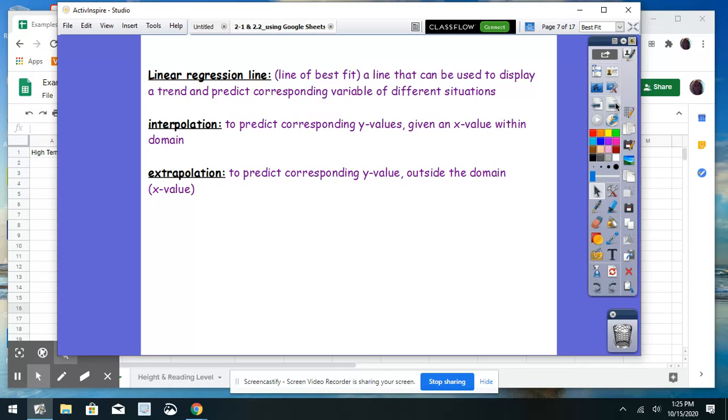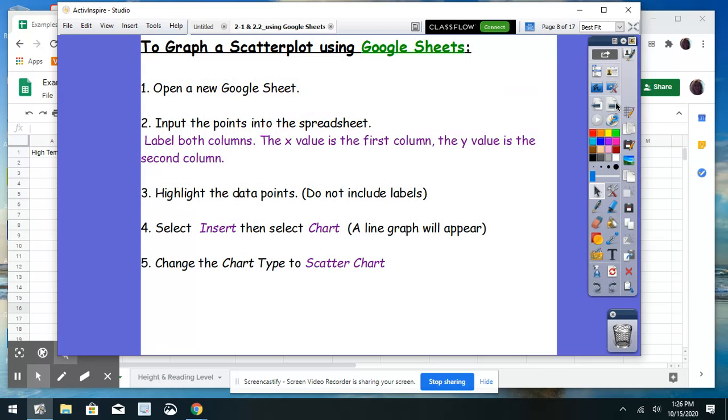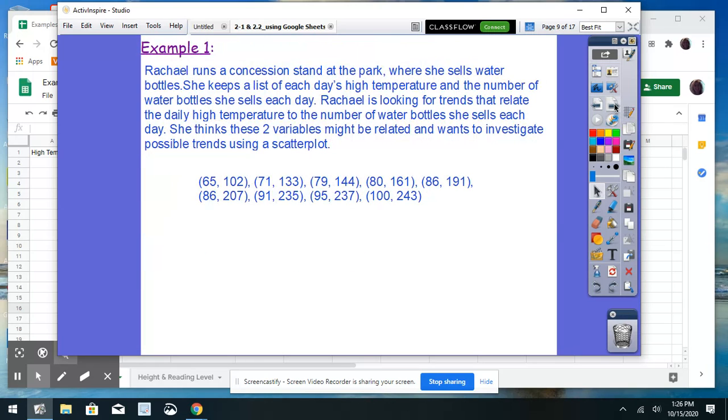That's going to tell us what line best fits the data that we have collected, or the dots that are on that graph. Then an interpolation is a prediction that corresponds to our y values, given an x value that's within our domain, where the extrapolation is outside the domain. Now, to graph a scatter plot, I have the steps here. I'm not going to just go through them right now, but we'll go through them in a moment.